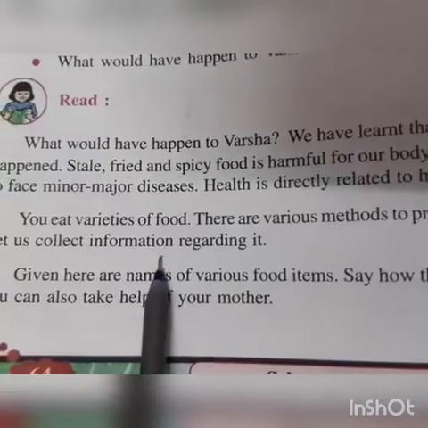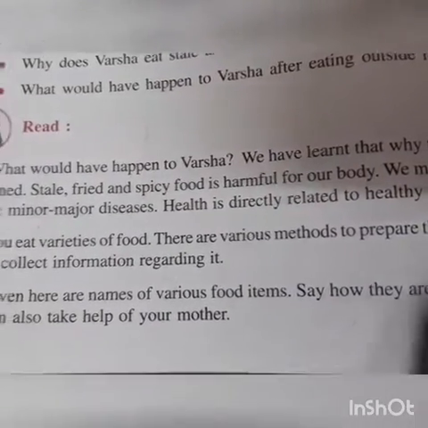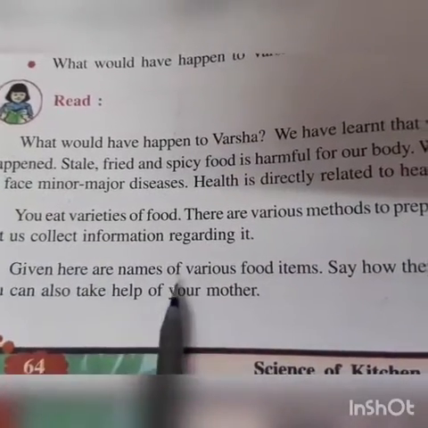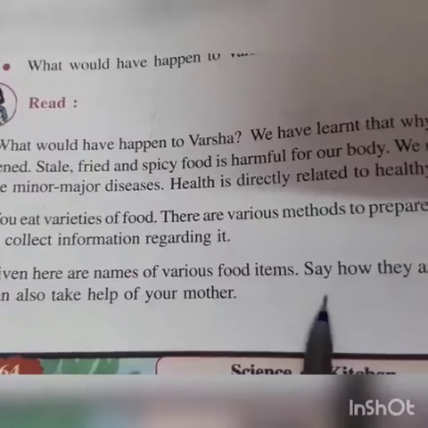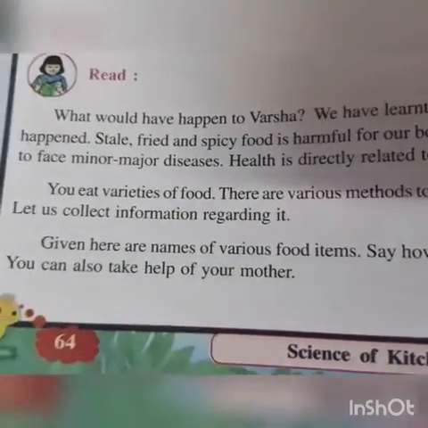You eat varieties of food. There are various methods to prepare this food. Let us collect information regarding it. Given here are the names of various food items. Say how they are cooked. You can also take the help of your mother.